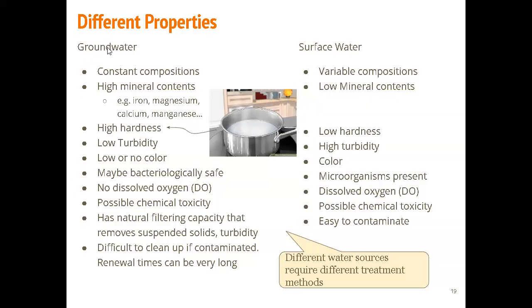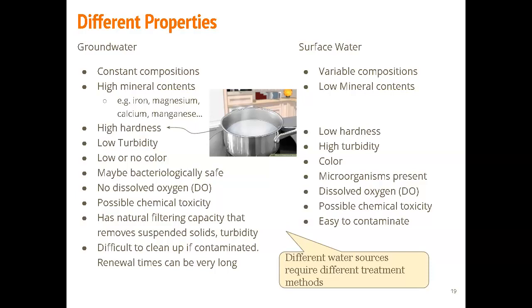I've messed this up. So groundwater has constant, I don't think it's constant compositions actually. If you are looking at different locations on Earth, the minerals might be different. So high mineral contents. And for the surface water, variable compositions, probably different types of soil. So they have different compositions or they are contaminated by different sources.